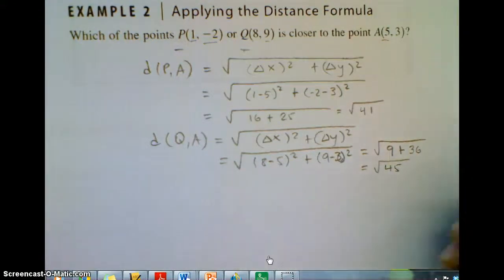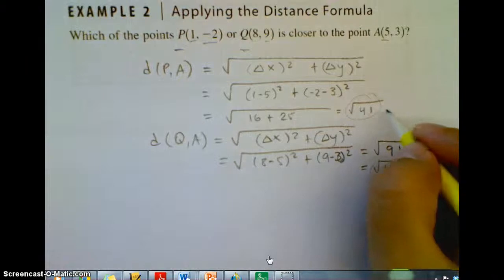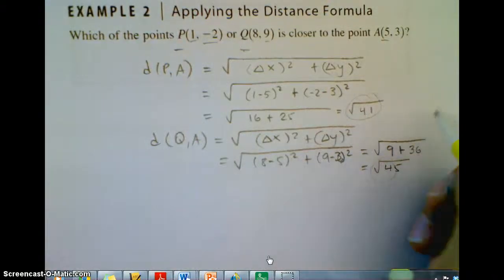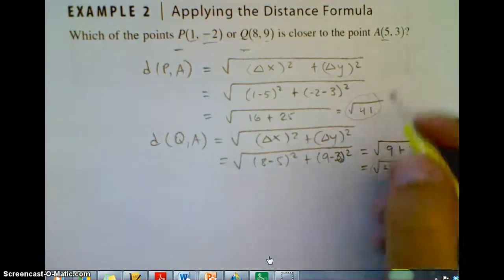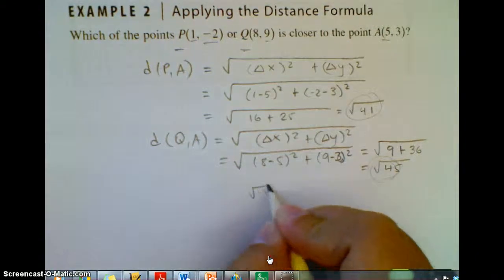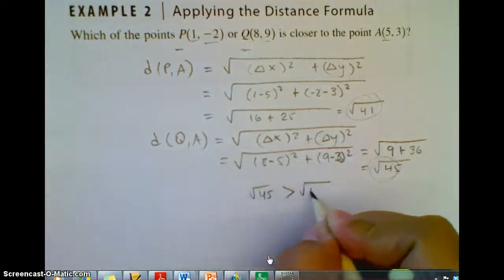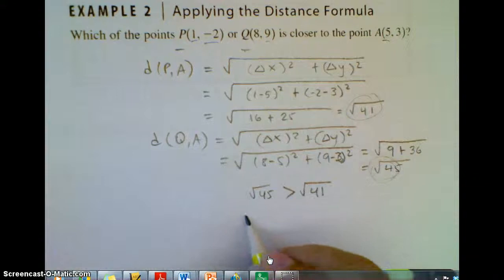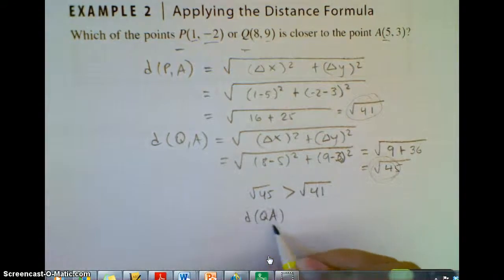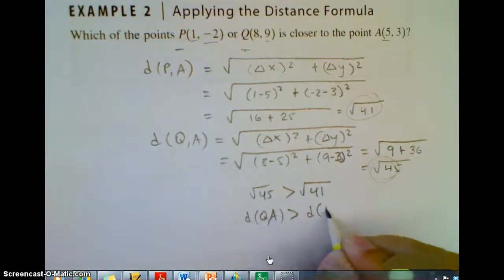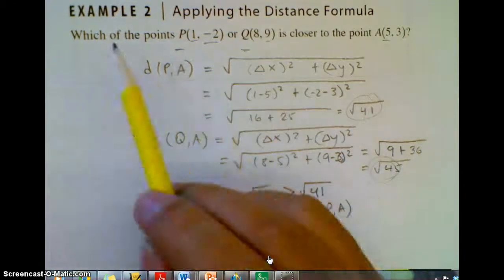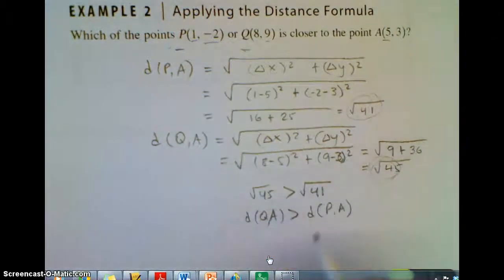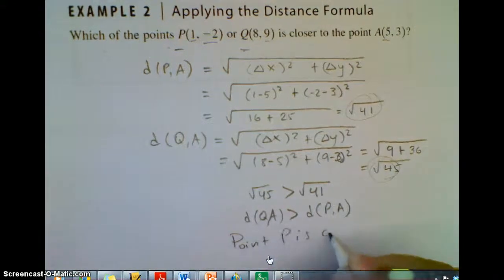Although I don't have a calculator to figure out exactly how much the square root of 41 or 45 is, I actually can't find it exactly because this is an irrational number, and you know that the decimals never end and there is no pattern to them. At least I know that the square root of 45 is a bigger number than the square root of 41. So that means the distance between Q and A is greater than the distance between P and A. It says which of the points is closer, so definitely point P is closer.